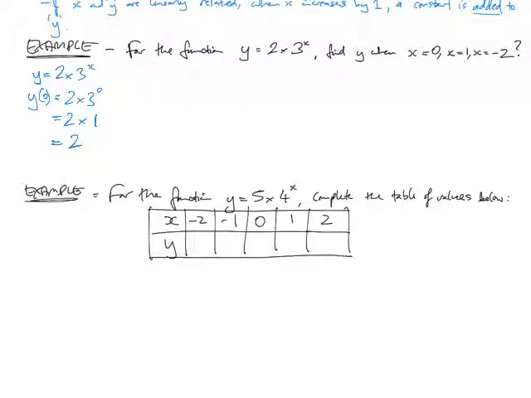What about the next one? When x is equal to 1, so y of 1, 2 times by 3 to the power of 1. Any number to the power of 1 is itself. Basically all the numbers that we write are to the power of 1, we just don't write the power of 1. So 3 to the power of 1 is 3. 2 times by 3 is 6.